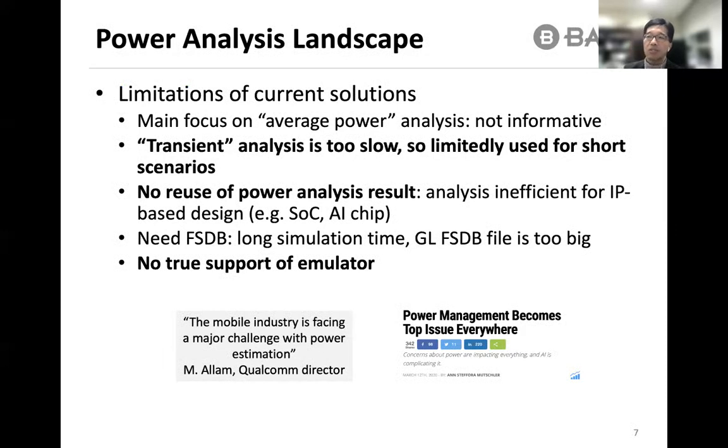There are a number of limitations in current power analysis solutions in the market. They mainly focus on average power analysis because of runtime, but simple power numbers alone are not informative enough when designers search for some clues for power optimization. What is really important for designers is transient analysis, which, however, is way too slow and so can be used only in a limited way for very short scenarios.